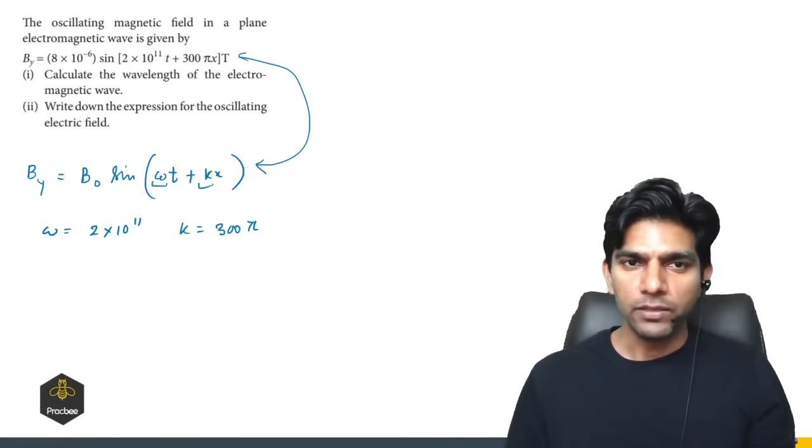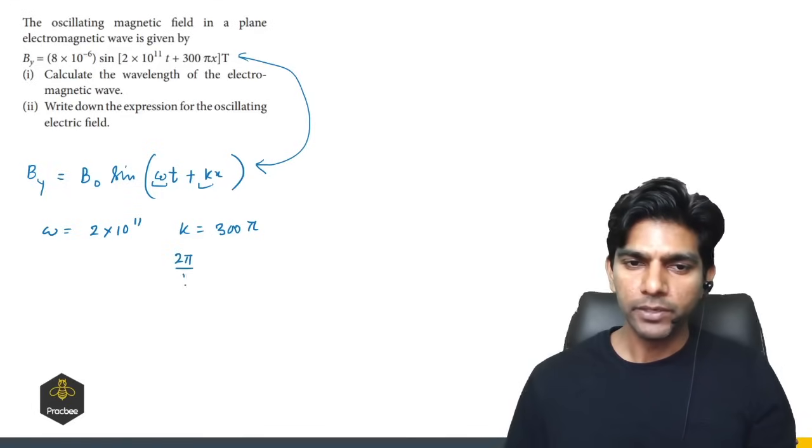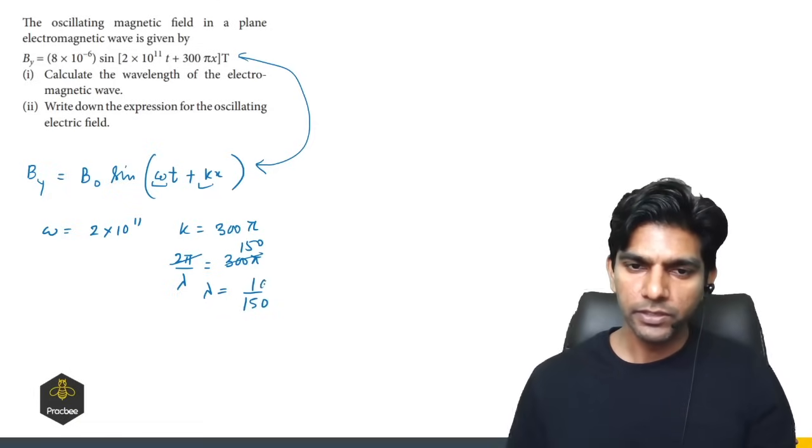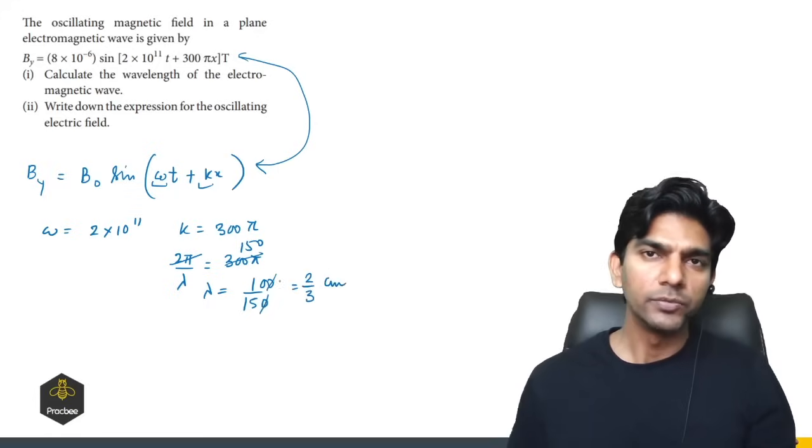So we have to find the wavelength. The angular wave number is given by 2 pi by lambda. So 300 pi, so it will give us 150. So lambda will be 1 upon 150. If I multiply this with 100, we'll get lambda in centimeters. So that will be 2 by 3 centimeters.